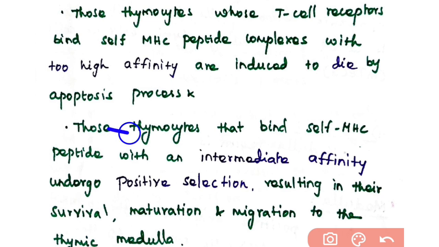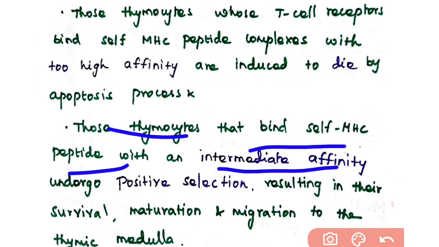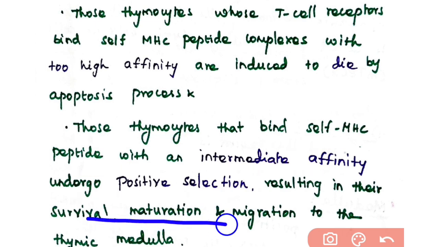Those thymocytes that bind self-MHC peptide with an intermediate affinity undergo positive selection, resulting in their survival, maturation, and migration to the thymus. So how should the affinity be? Affinity should be intermediate. It should not be too high or too low. Only the cells which have intermediate affinity between T cell receptor and self-MHC peptide complex will go for survival, and the remaining cells die by the apoptosis process.